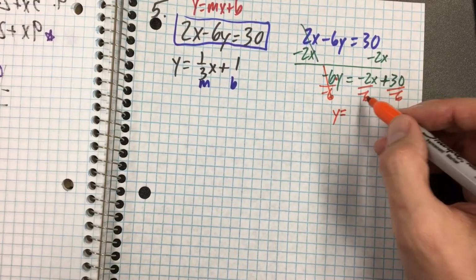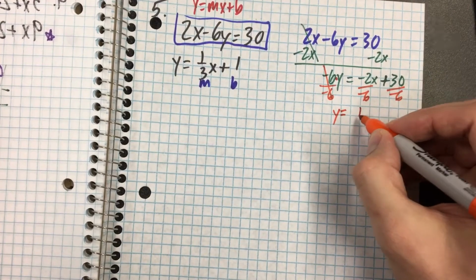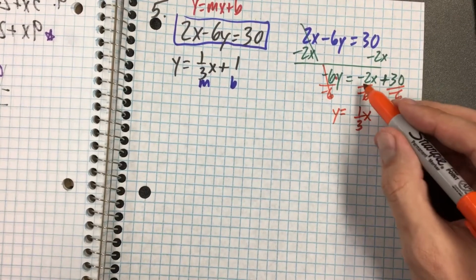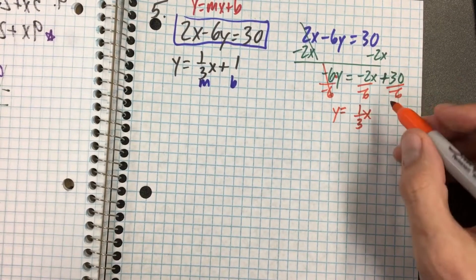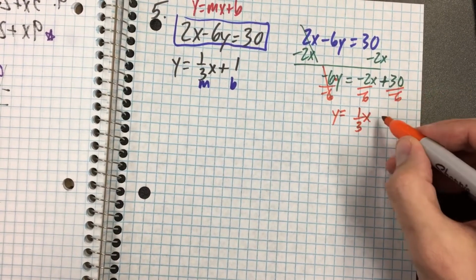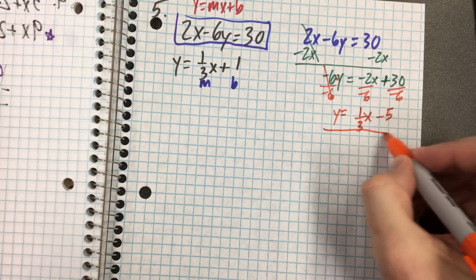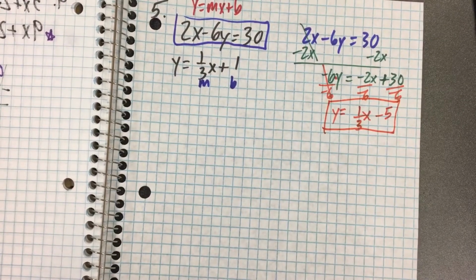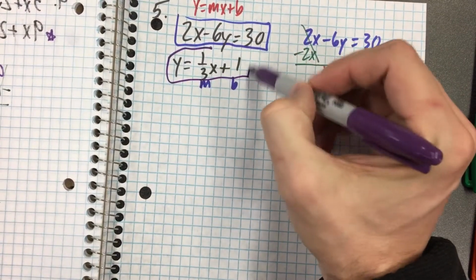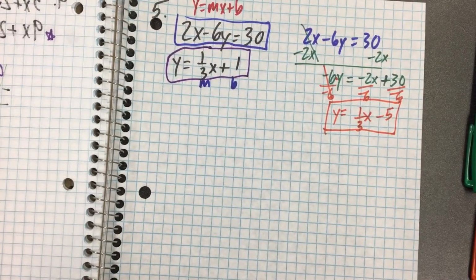Here, negative 2 over negative 6 is the same thing as positive 1/3, right? 2 over 6 is the same thing as 1/3. And positive is what you get when you divide negative divided by negative. And here, positive 30 divided by negative 6, when the signs are different, it's negative 5. And so there you have this. And you can take this equation and pair it up with this one, and you can graph both of those.